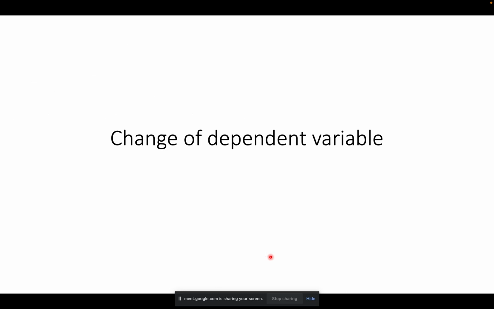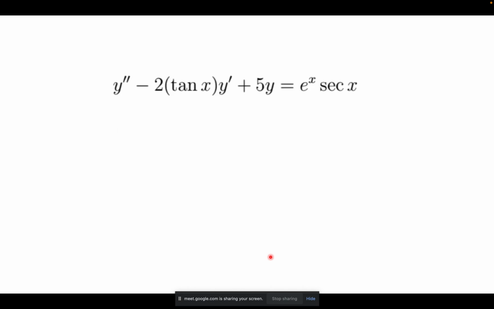Now I will be solving one problem based on the change of dependent variable, and similarly some problem on change of independent variable. So let's start with the change of dependent variable. You have an equation of this type: y double dash minus 2 tan x times y dash plus 5y is equal to e power x sec x, right? As I told you, this is solved by the method of change of dependent variable.